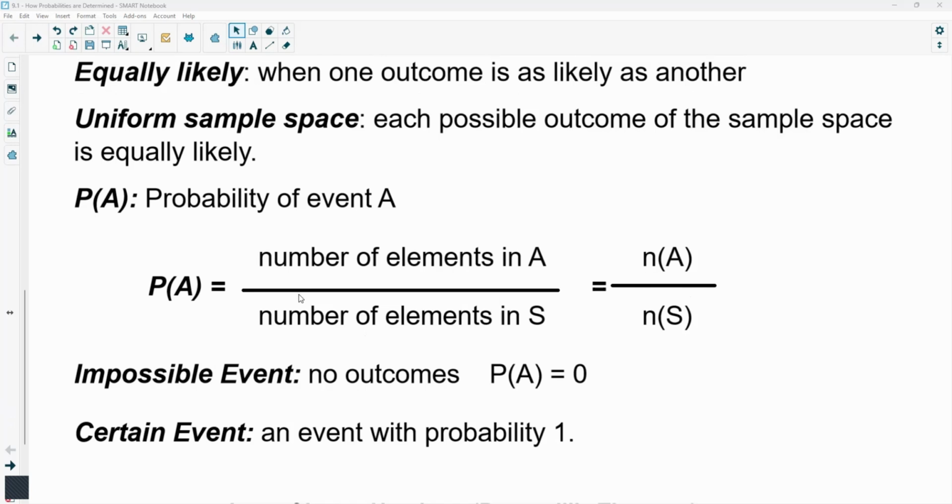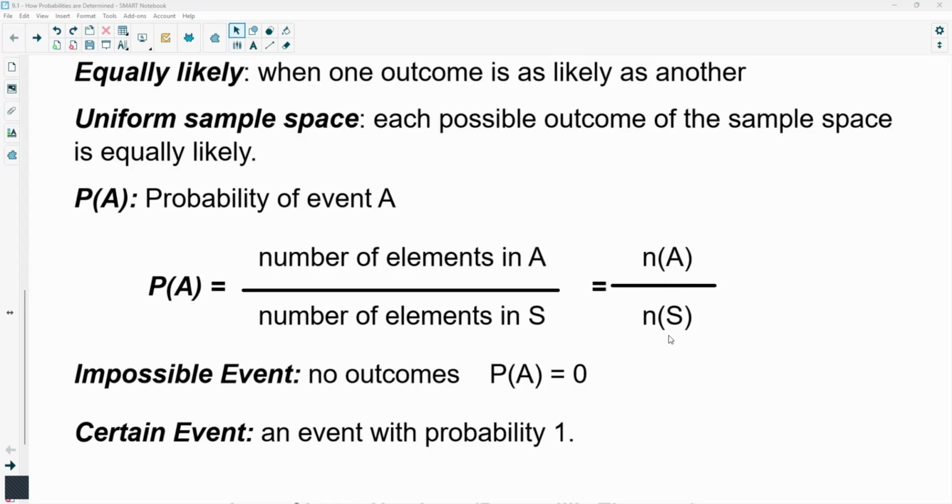A die has 6 sides, a 6-sided die. So the probability of getting the number 2 is 1 out of 6. So 1 is the part, getting a 2, right? There's only one 2 in the die, and 6 will be the total number of faces, the total number of numbers in the die.